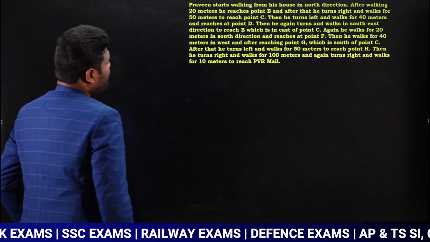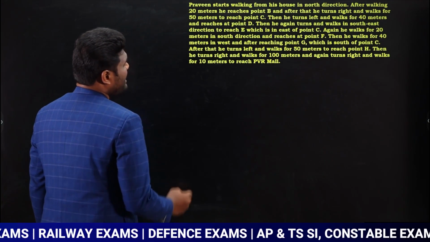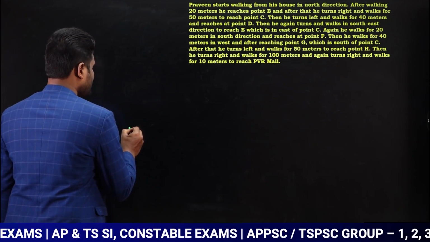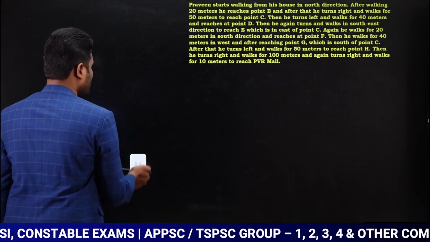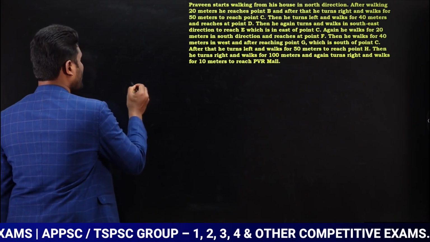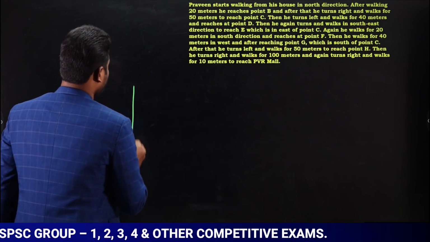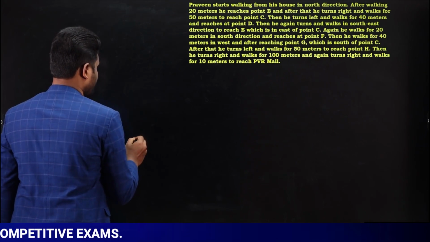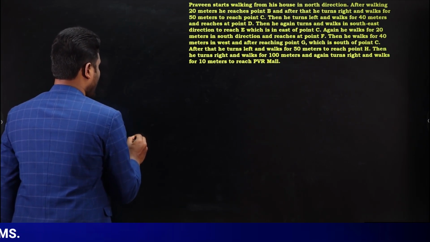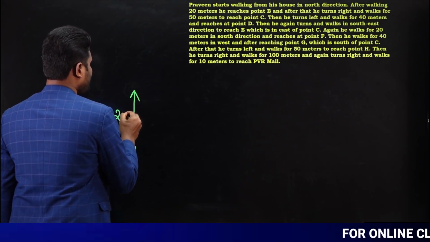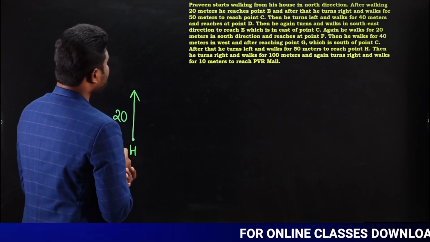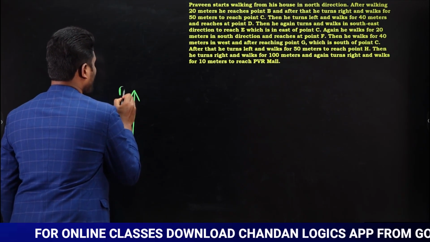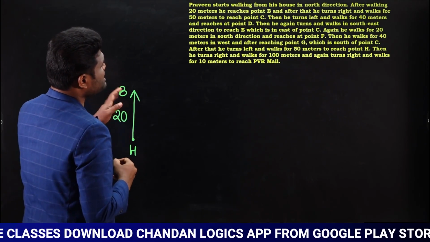Now if you observe, Praveen starts walking from his house in the north direction. So he started walking from his house and he walked towards the north direction. How many meters? He walked 20 meters towards north. Next, he reaches point B. So he starts from his house and reaches point B.